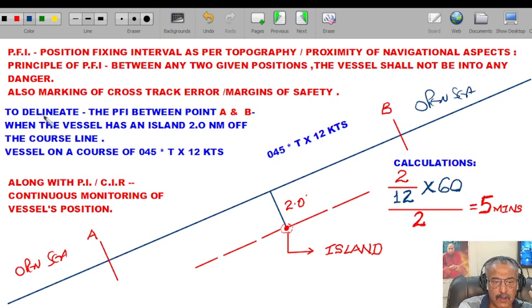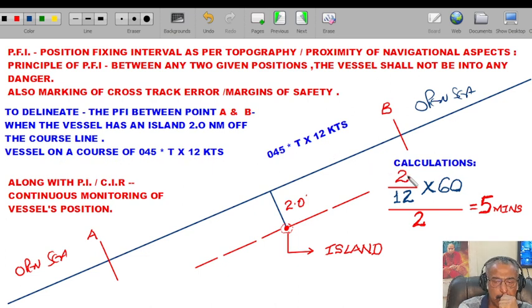Now let's talk about how to go about PFI in this case, when you're going on a course of 045, 12 knots, and there's an island here which is 2 nautical miles off you. So how do we calculate this? To delineate PFI between point A and B when the vessel has an island 2.0 nautical miles off the course, vessel on a course of 045, 12 knots.